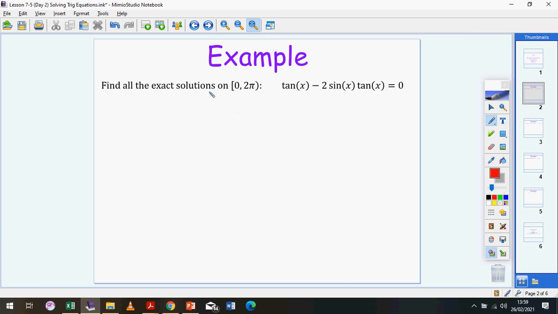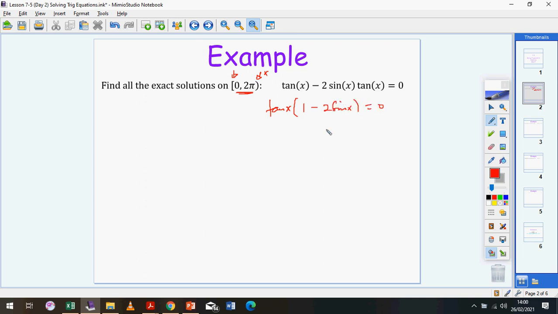Example 1. Find the exact solutions on this interval, 0 is included, 2 pi is not included, of tan of x minus 2 sin x tan x. So when I look at this equation, tan is common, so I can factor out tan, and I'll be left with 1 minus 2 sin x is equal to 0.